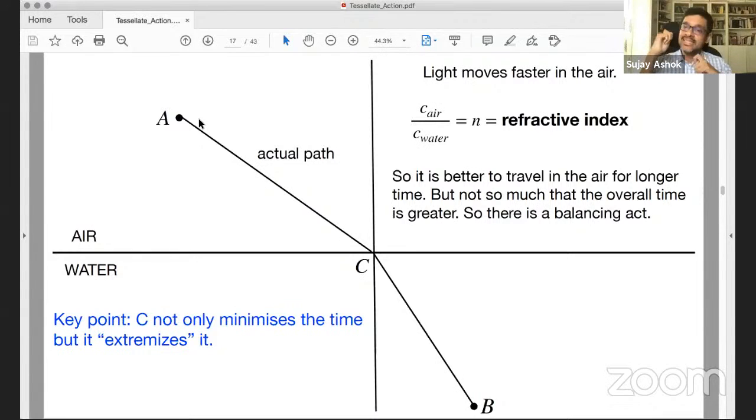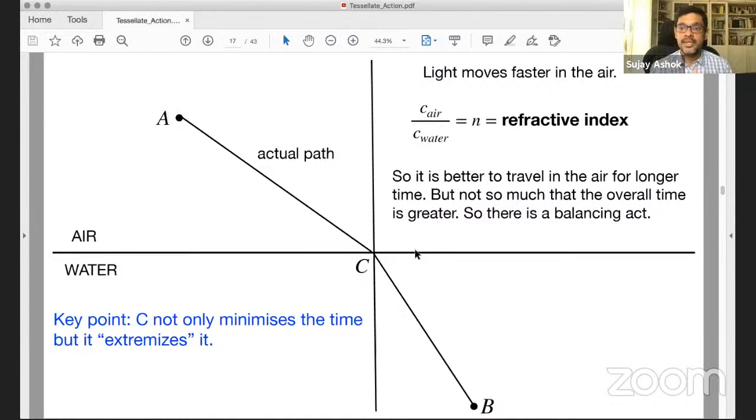Exactly. So I'm saying that it is the same question that we are answering here. Because you see, the velocity of light is constant here, the velocity of light is constant here, but they're different velocities. So you want to maximize the distance that light travels in air because its speed is faster in air compared to water, but it shouldn't be so much that the total distance is too great. So you need to do a balancing act between the distance in water and the distance in air, so that the time is as least as possible.